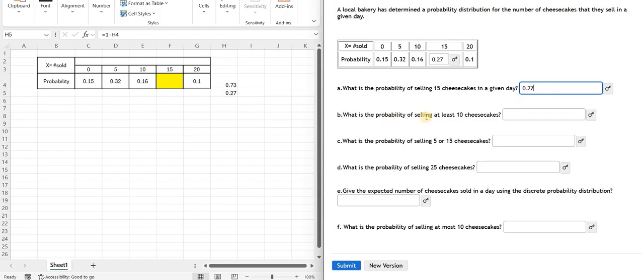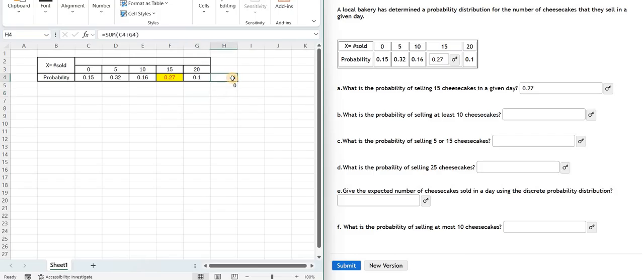What is the probability of selling at least 10 cheesecakes? That is either 10 or more. So that is 10 or 15 or 20, because those are the possibilities we have here. So let me just add 0.27 into my table, and I'm going to delete these. I don't need them anymore. So the probability of selling at least 10 cheesecakes, that's the probability of selling 10 or 15 or 20. Since I'm saying or, I have to add all of these probabilities up.